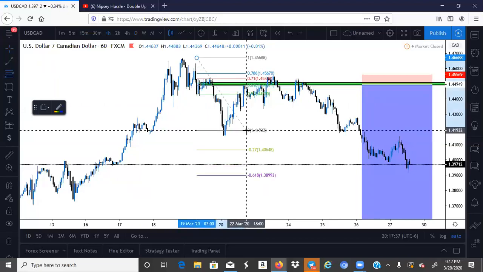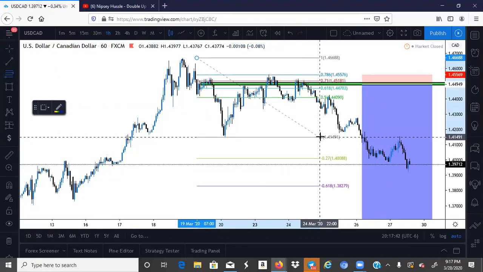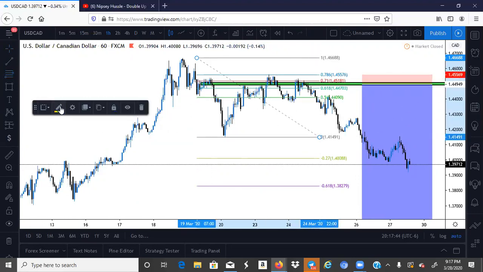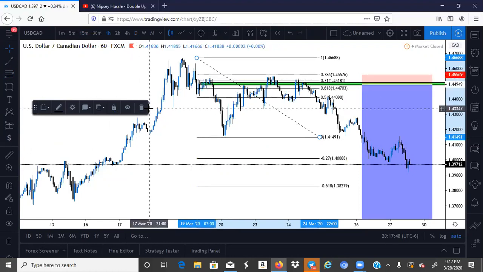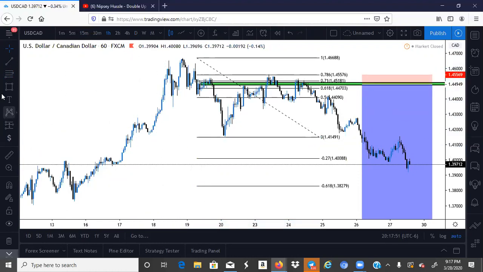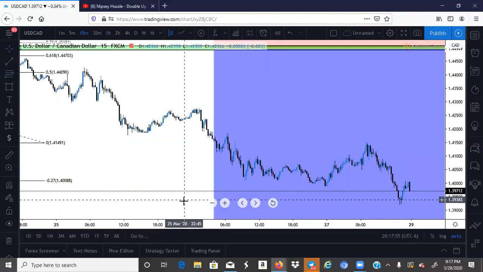I'll look at the 1 hour, and I'll draw my fib tool depending on if I'm looking for buys or sells. I'll draw my fib tool from either swing low to swing high, right? Or swing high to swing low. I'll do the opposite direction if I'm looking for a buy. And then I'll drop down to the 15 minute to really get more precise with my entry.